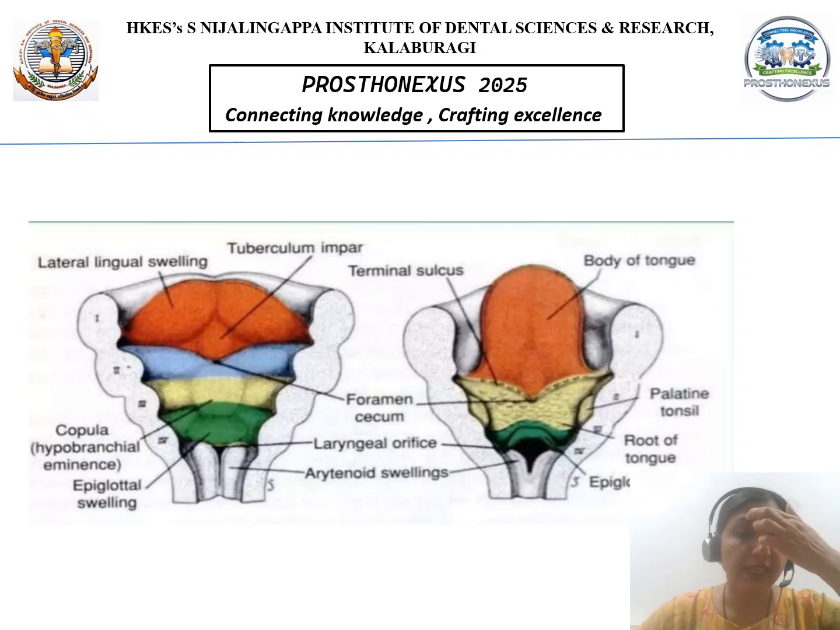This particular slide of embryology is very important because we have to know the origin of the development of tongue. The origin is important because there are many pharyngeal arches involved in the development of tongue. It starts in the 4th week of intrauterine life, and the 1st to 4th pharyngeal arches are involved in the development of tongue.